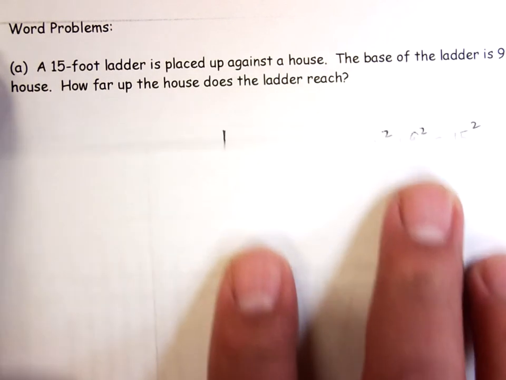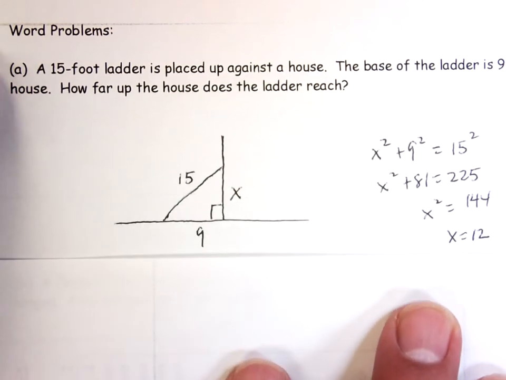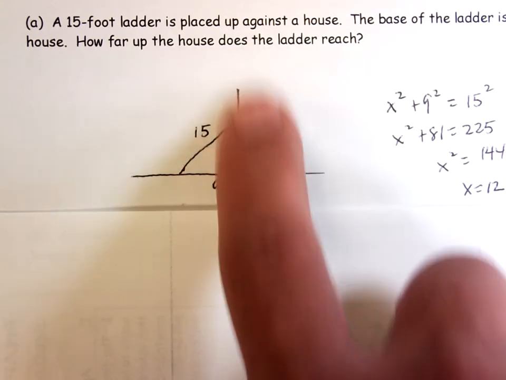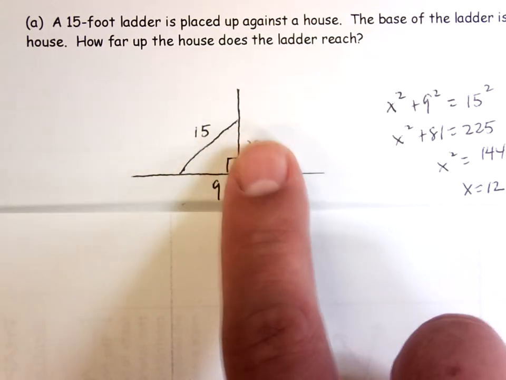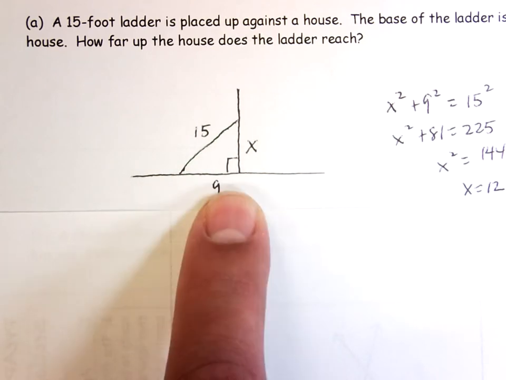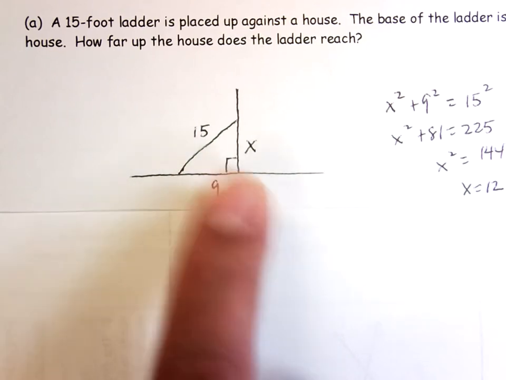So we try drawing a little picture. It doesn't have to be pretty, just accurate. So there's my 15-foot ladder leaning against the house. This is the house going straight up and down. It better be going straight up and down if it's a house. And it says that the base of the ladder is 9 feet from the base of the house. So this is 15, this is 9.